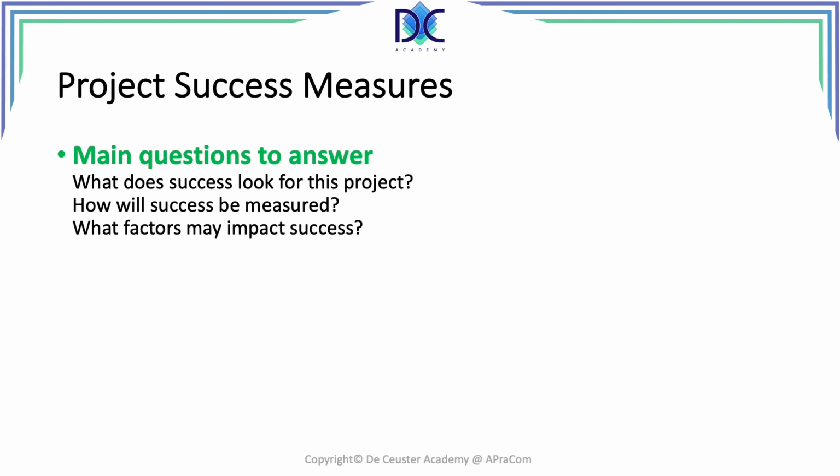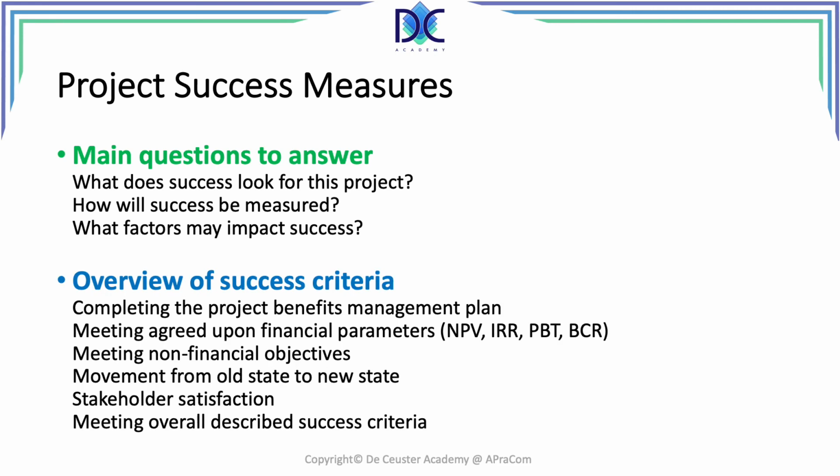And it's important, like I said before, to do it at the beginning of the project. Doing it later leaves everything open for interpretation. We look at the success criteria, so completing the project benefits management plan, meeting agreed upon financial parameters, meeting non-financial objectives, the movement from an old state to a new state. How did that go? Were there issues? Were problems solved?